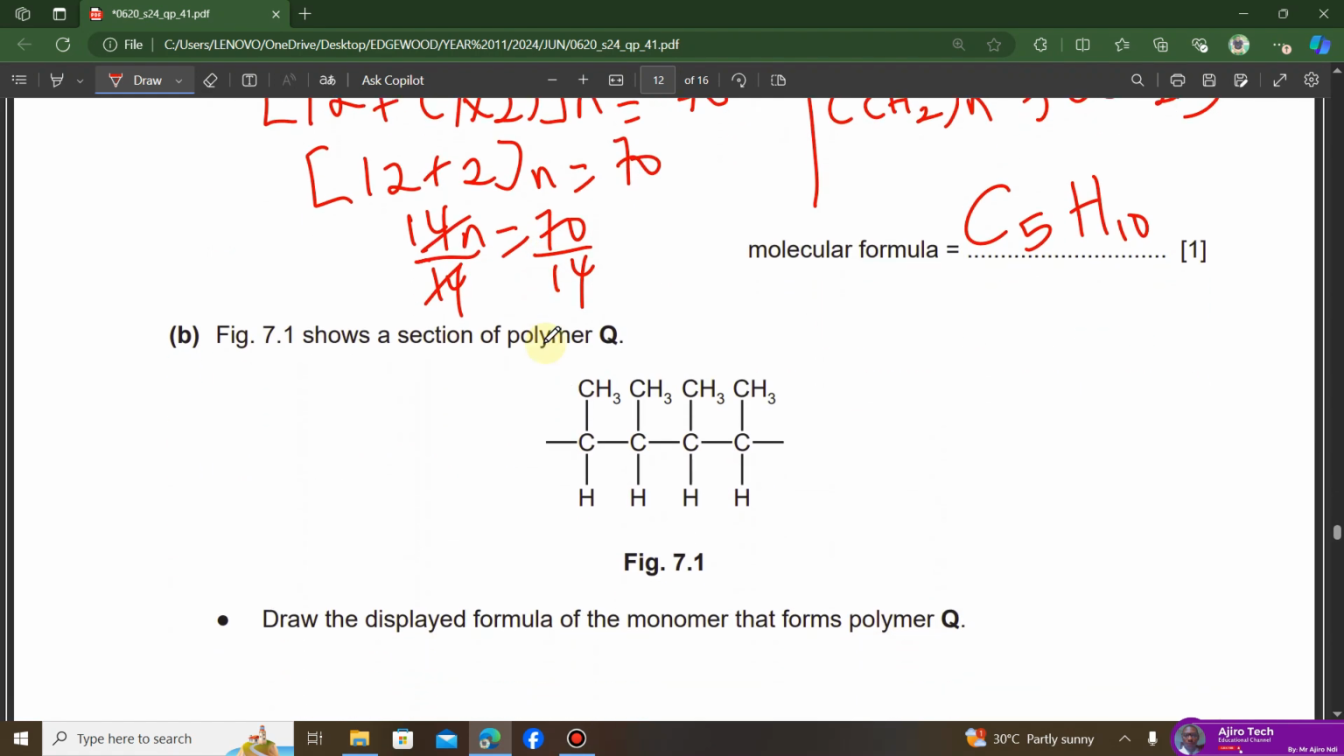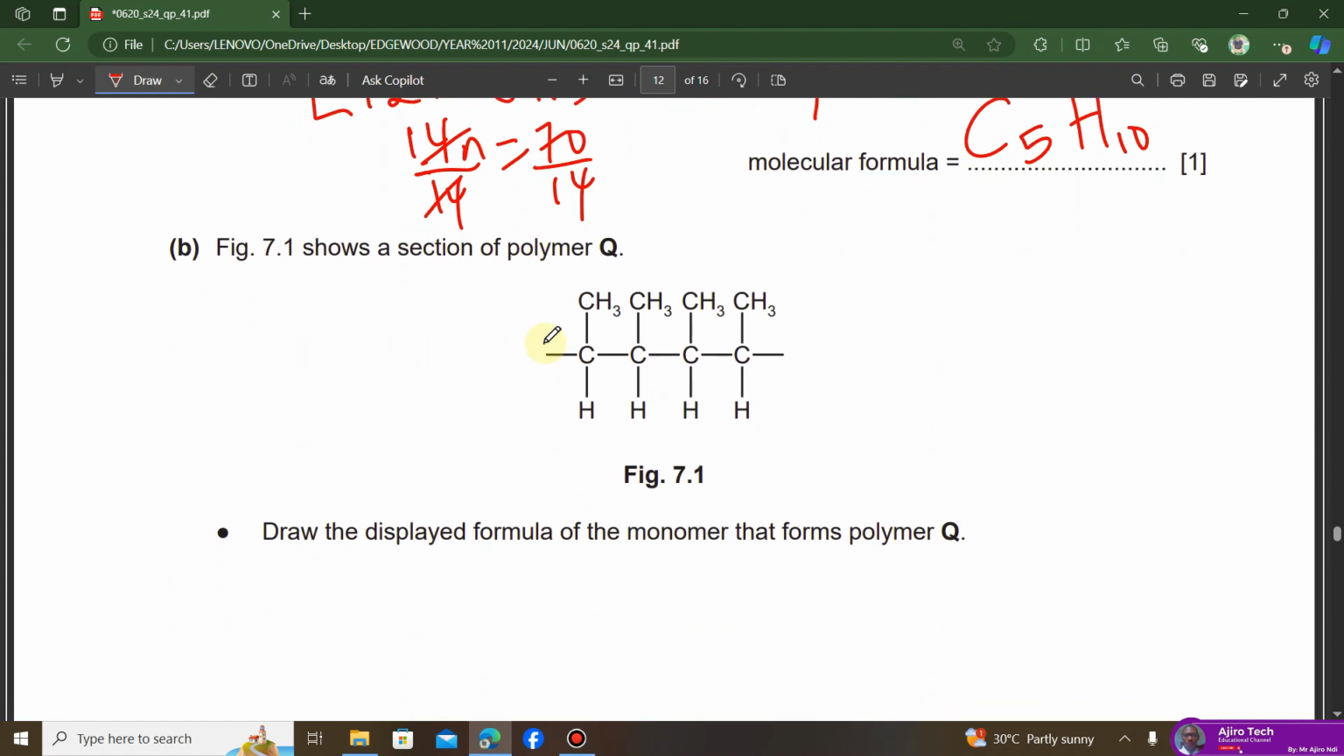All right, now moving to this question, it is on polymers. Now draw the displayed formula of the monomer that forms polymer Q. So what you need to do in questions like this is to look at what unit is being repeated. So if you look at this, this is 1 unit, and then look at this. This is the second unit. That means we are dealing with an alkene, because when you have just carbon and hydrogens, that should tell you that you are dealing basically with an alkene.